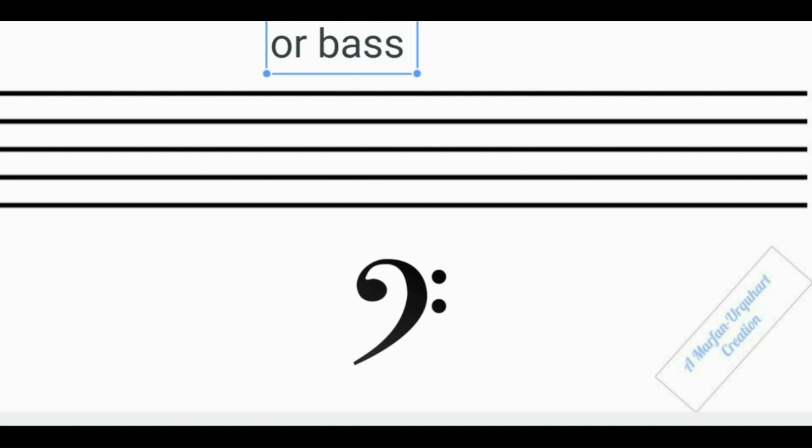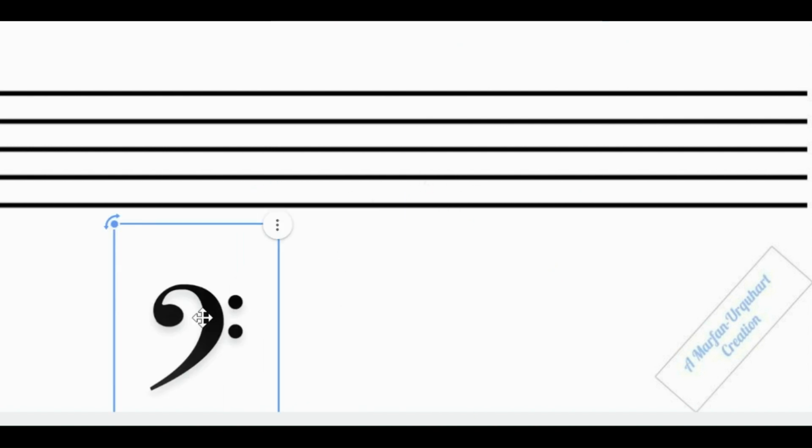And bass is spelled B-A-S-S. I've gotten some spelling, I guess it's from maths, B-A-S-E. That's not how you spell it for music. B-A-S-S, bass clef. And the bass clef, like I said before, just like the treble clef, will be found at the beginning of the stave.